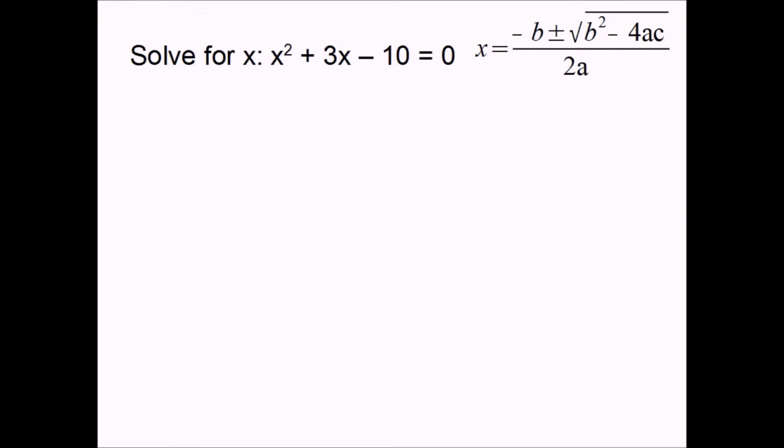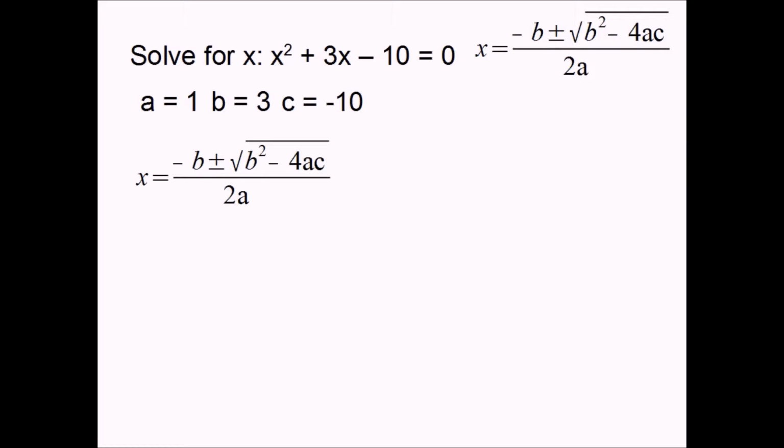So here we go. We're going to solve for x. To use the quadratic formula, the first thing we have to do is identify what all the letters are. a is the number in front of the x squared, which in this case is 1. b is the number in front of the x, which is 3. And c is the number all by itself, which is negative 10.